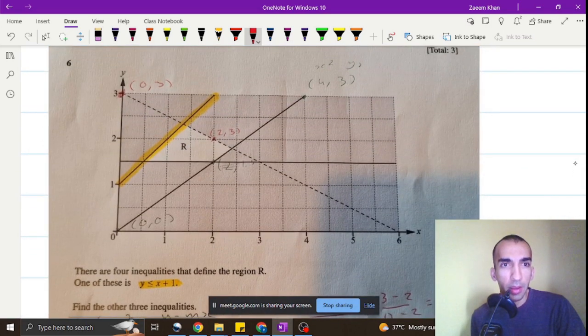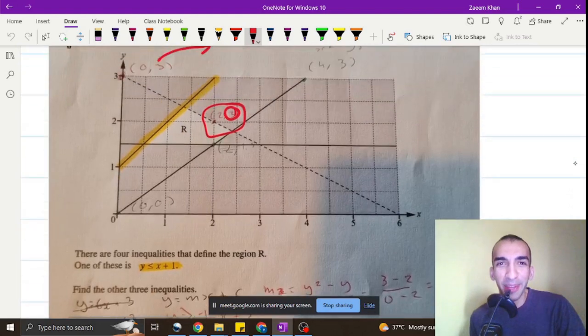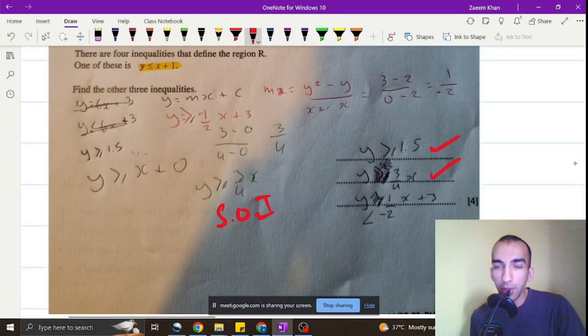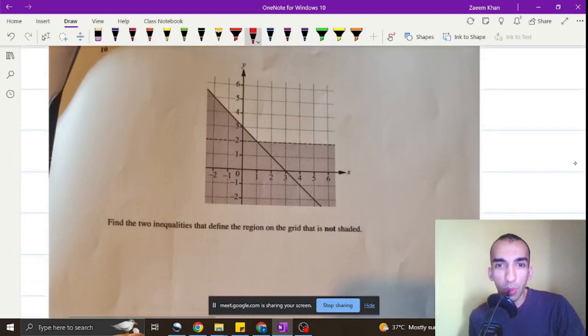Okay, and let's see how you got negative half x. What's this point over here? 2, 3. No, 2, 2. Of course. You have to be careful with this. So that's going to give you... Well, this time around I won't be so lenient because we've already done this. So I'm going to award you 2 over here.